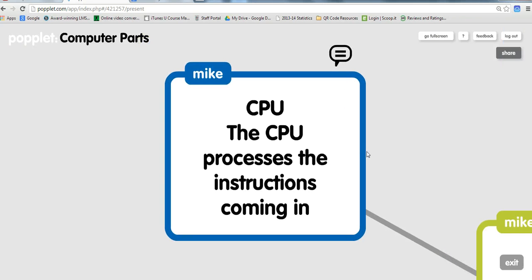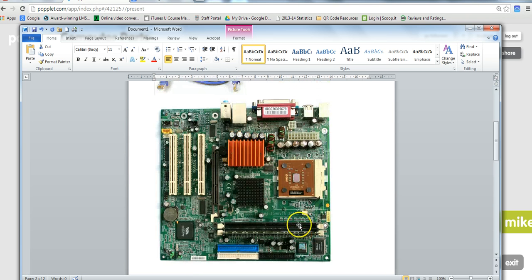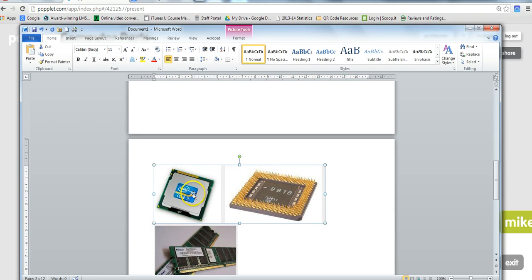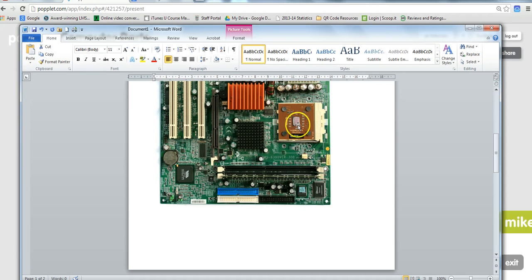The first part is the CPU. This is the brains of the computer, and this is the bit that processes the instructions. Inside a computer is a motherboard, and on that motherboard is a CPU that goes right on here. That's a CPU. A CPU also looks like this. Here's the top bit, here's the bottom bit, and these pins go into this socket here.